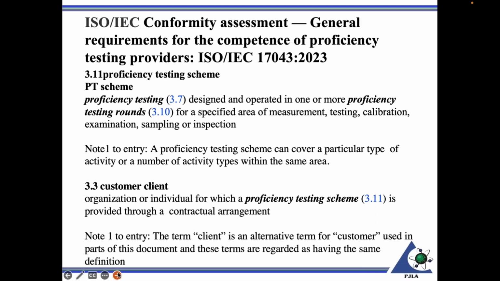Now under the ISO IEC 17043, they talk about proficiency testing as defined. If you look at 3.7, it indicates where it's alternatively identified in another ISO document, is designed and operated in one or more proficiency testing rounds for a specified area of measurement, testing, calibration, examination, sampling, or inspection. So all of those would fall under an activity for which you would tend to have proficiency testing. And we recall that from some previous slides as well.